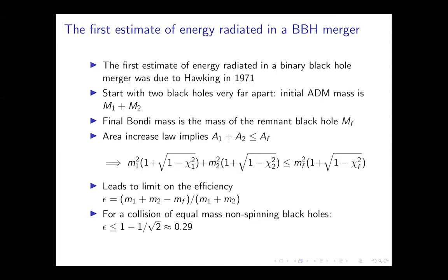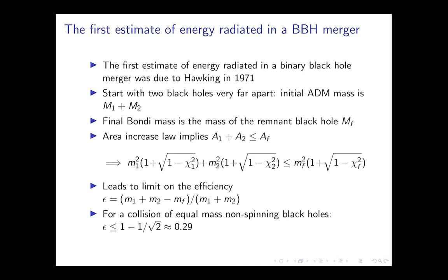So again, just a short historical note. The very first estimate for the energy radiated in a binary black hole merger was based on the area increase law. This goes back to Stephen Hawking in 1971. You start off with two black holes very far apart, let's say the initial masses are M1 and M2, and then the final mass of the remnant, technically the final bonding mass, let's call it MF.